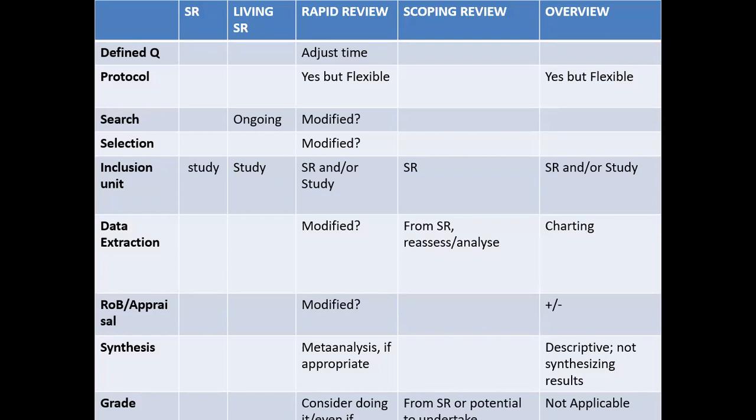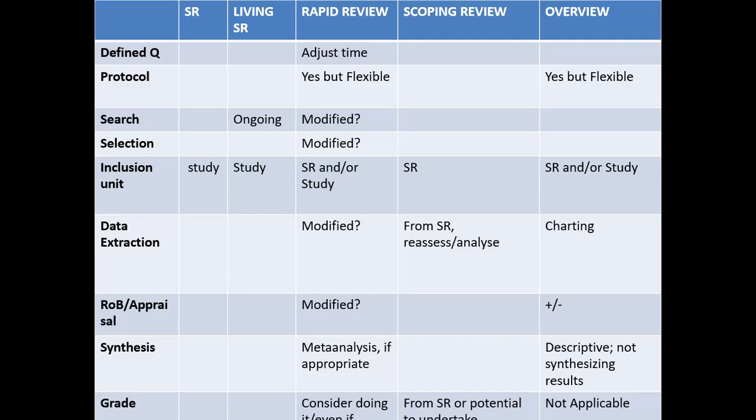So in a systematic review, the inclusion unit is a primary study. In a living systematic review, the inclusion unit is a study. What makes the difference between a systematic review and a living systematic review is that the search for evidence is ongoing with the living systematic review. But with your systematic review, you do it just once.